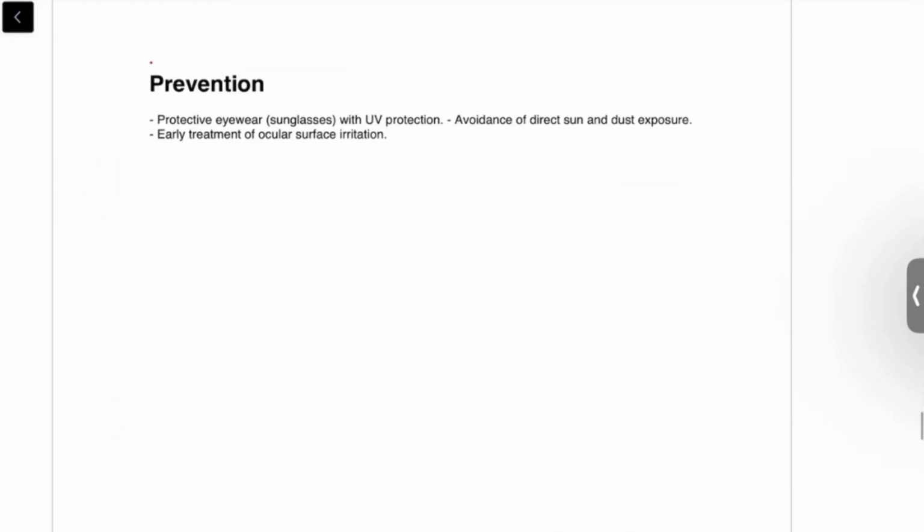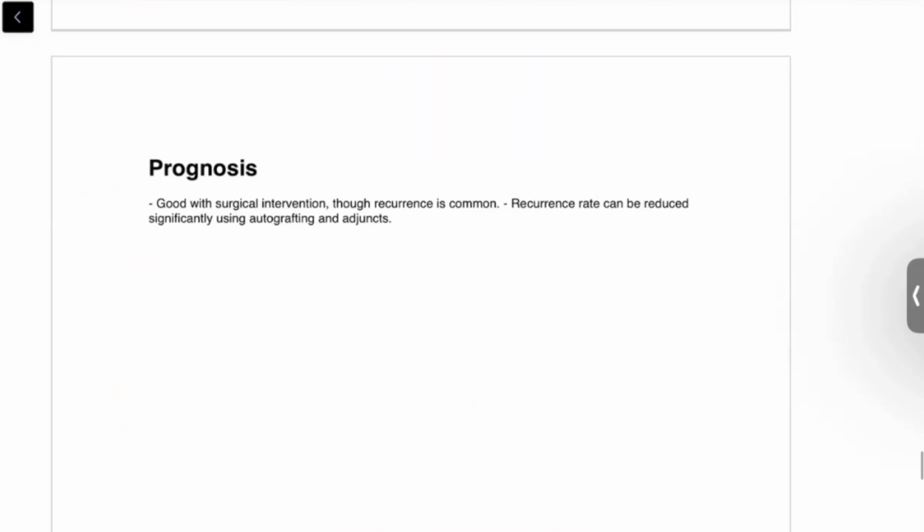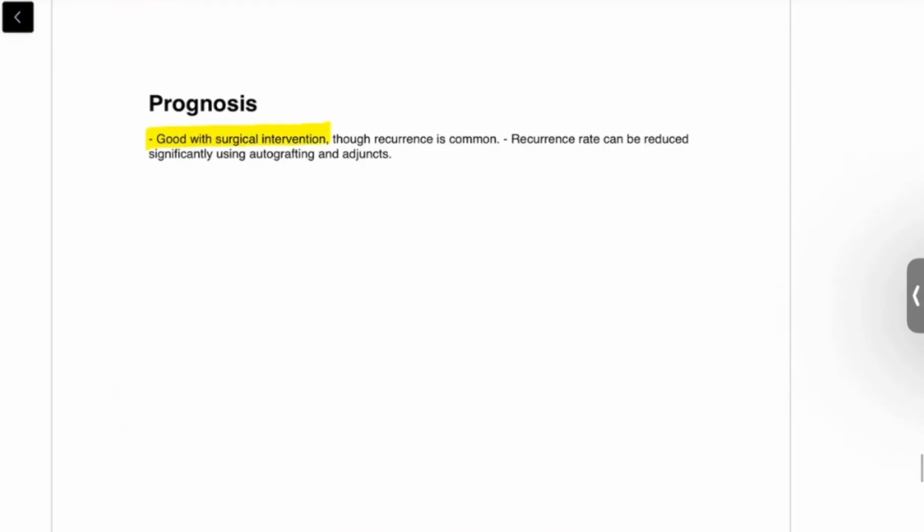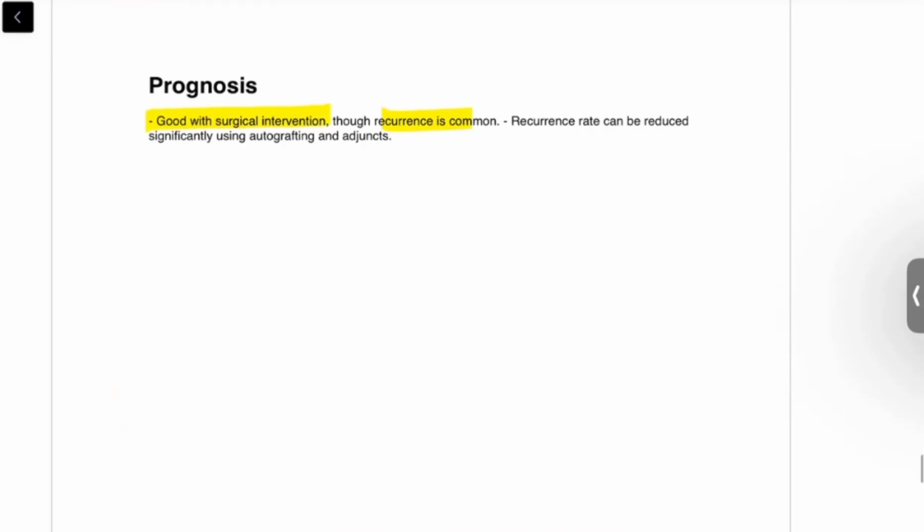So for prevention, what can we do? We can use protective eyewear like sunglasses with UV protection, avoid direct sun and dust exposure, and treat early if it occurs. These are the preventive measures. Prognosis is good with surgical intervention, but recurrence is common. The recurrence rate can be reduced significantly through autografting and adjuncts. So this was about pterygium.